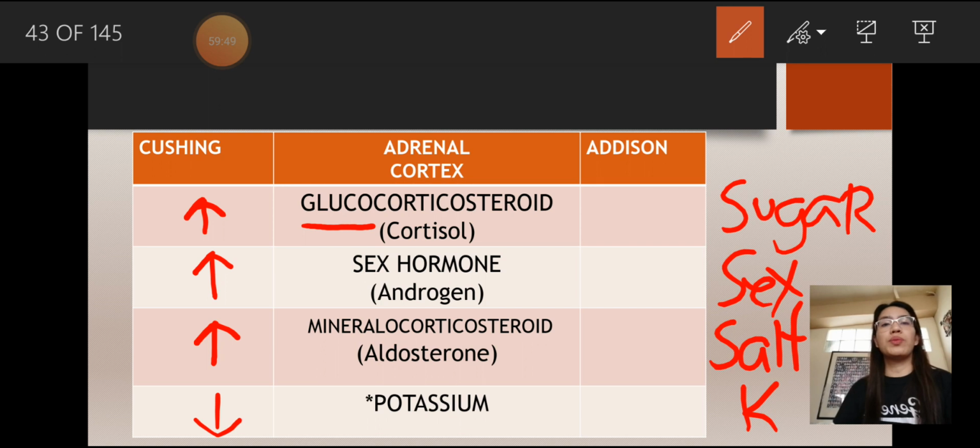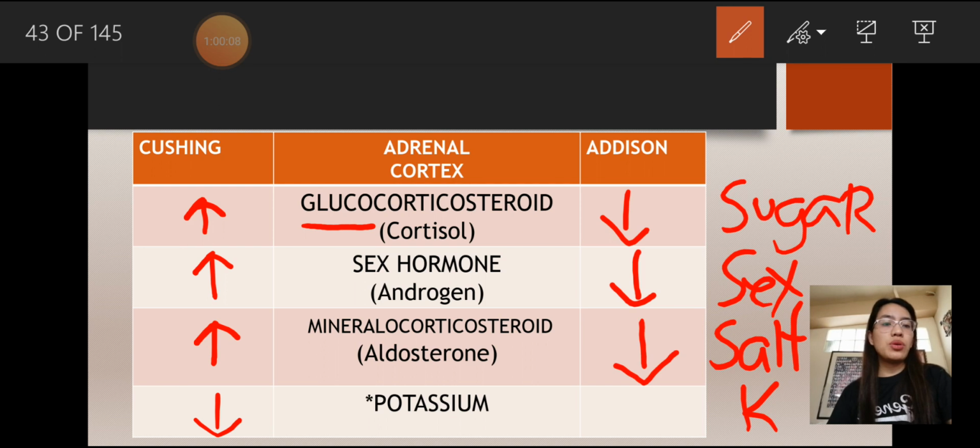So that's your Cushing. Sa Addison naman, exactly the opposite. Ang sugar nila mababa, ang androgen mababa, kaya kung si Cushing may hirsutism, si Addison naman meron siyang alopecia. Okay? Ang salt naman mababa. Kung mababa ang salt, ang kanilang potassium ay mataas. So, napakasimple lang ng difference ng dalawang ito.